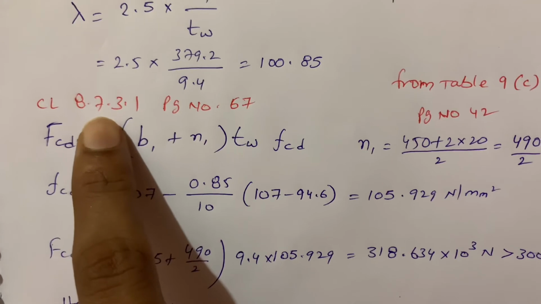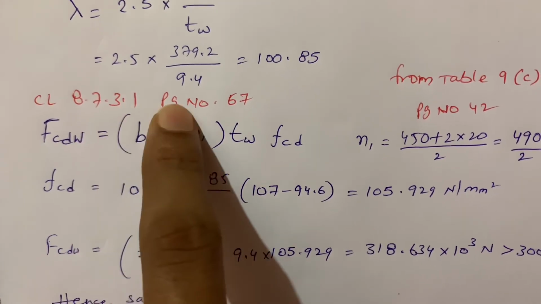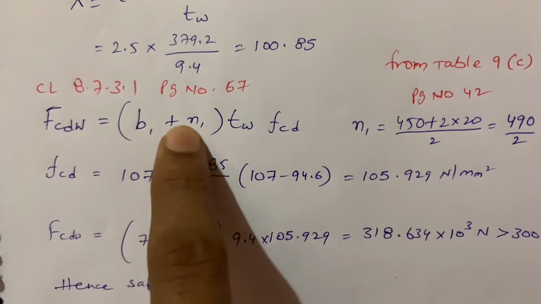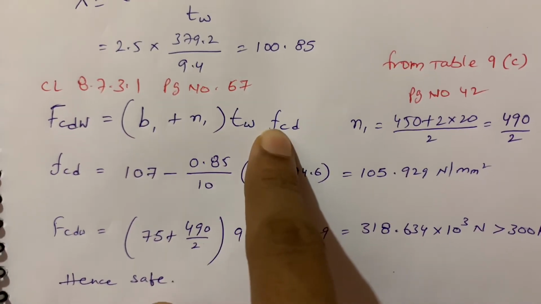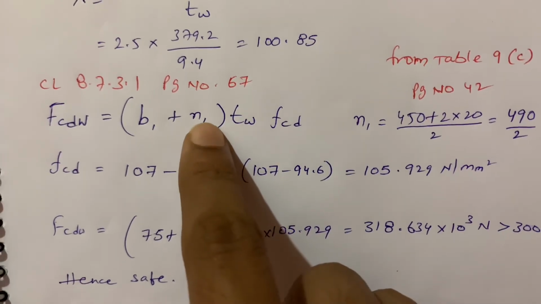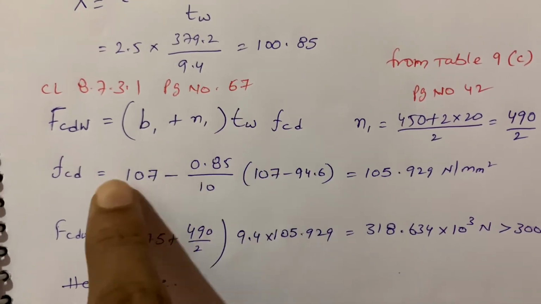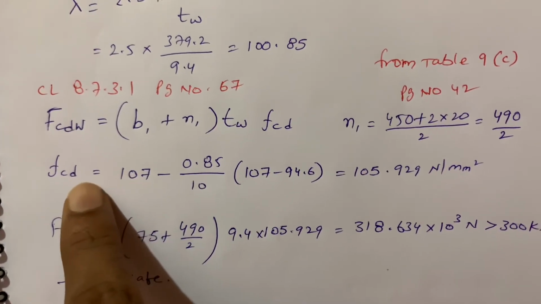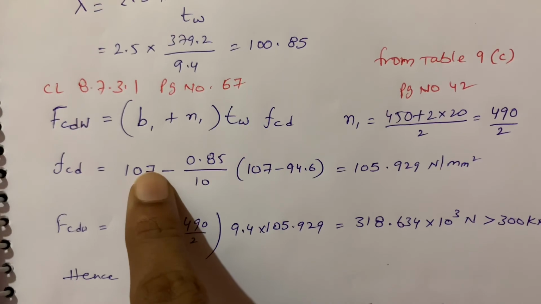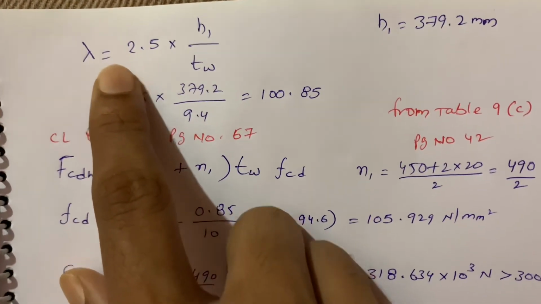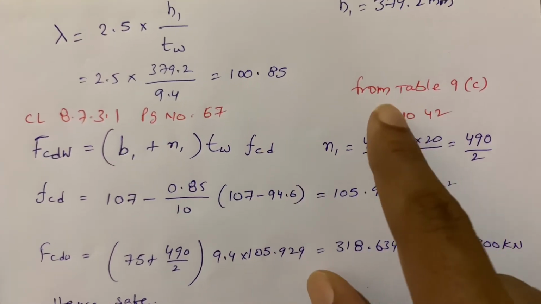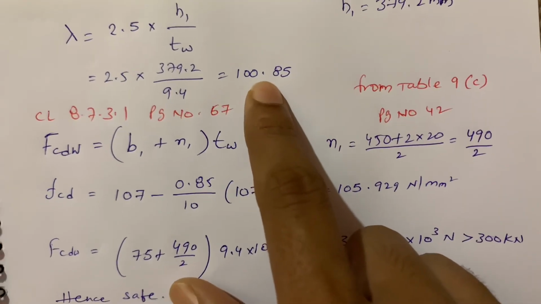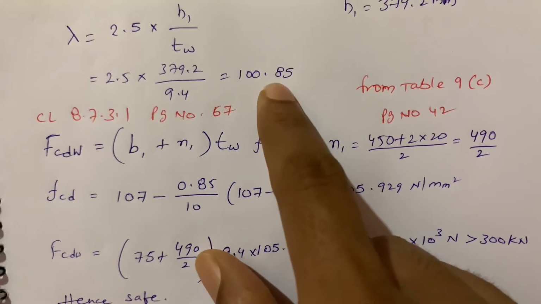After that, in clause number 8.7.3.1, page number 67, the formula is given: Fcdw = (b1 + n1) thickness of the web into fcd. So here we are going to calculate n1 and fcd. We know that fcd is the compressive stress. By using interpolation, since we know the slenderness ratio value, from Table 9C, page number 42, we are going to calculate the fcd value for this 100.85.